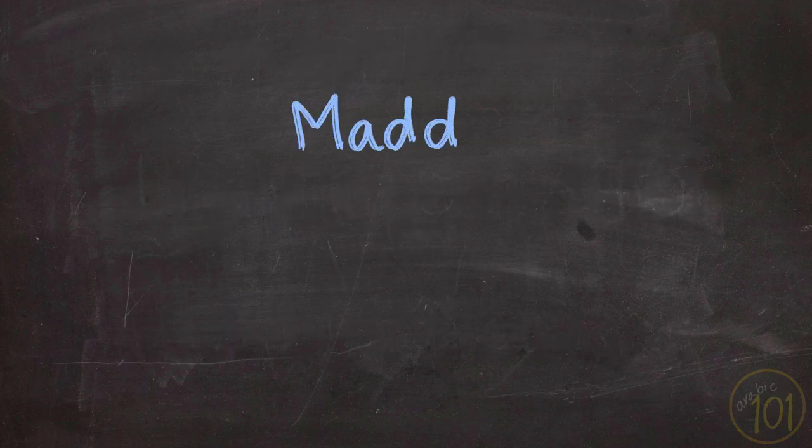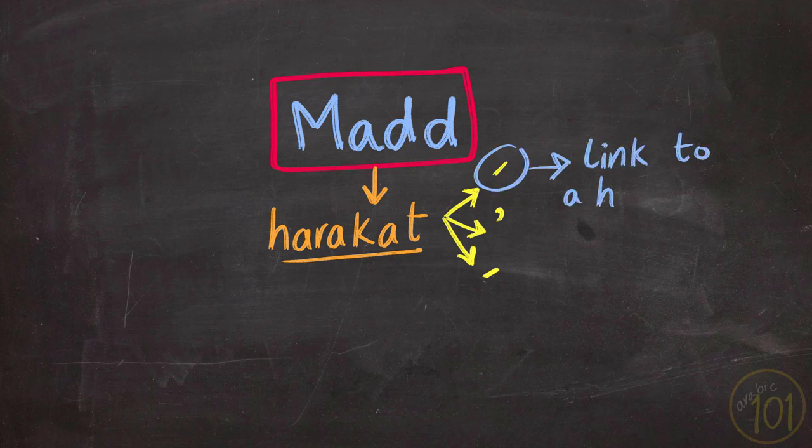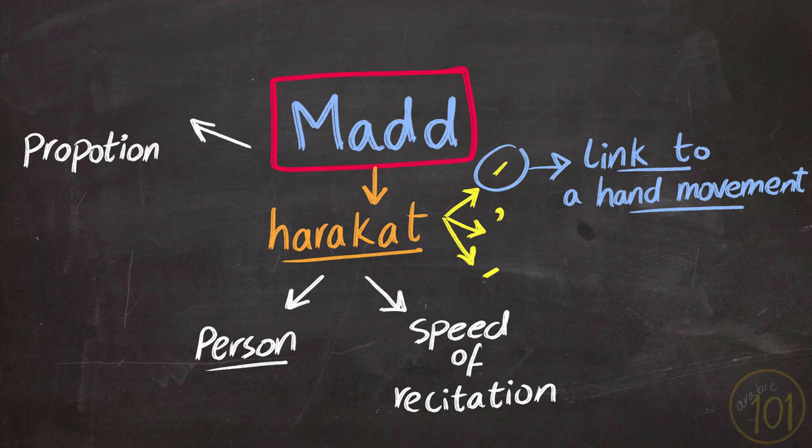So in a nutshell, mad in the Quran is measured by harakat. Each haraka is the time you take to pronounce a short vowel, fatha, dhamma, or kasra. When you manage to link a single haraka to a hand movement, it will make it possible to estimate the mad quite accurately every time. Just remember that mad can slightly be different depending on who's reciting and the speed of your recitation. So the most important thing to put in mind is to keep the length of mad proportionate and consistent throughout your recitation.